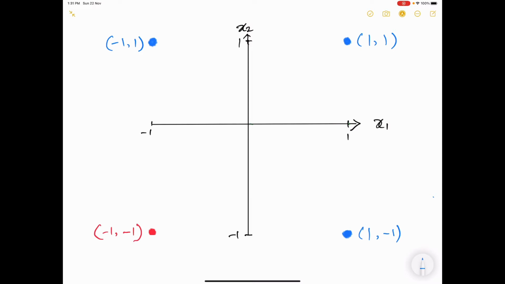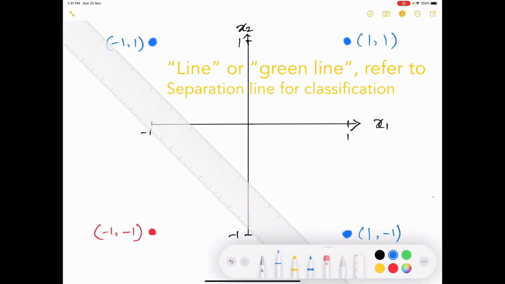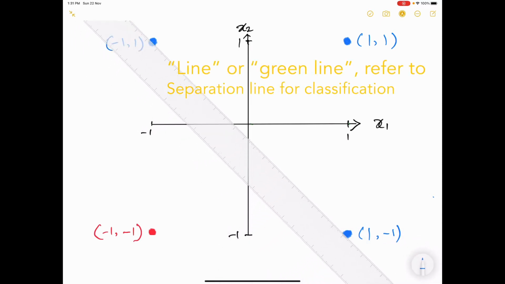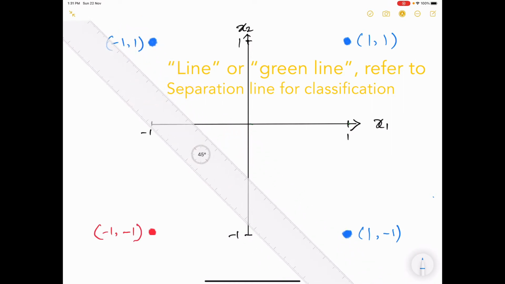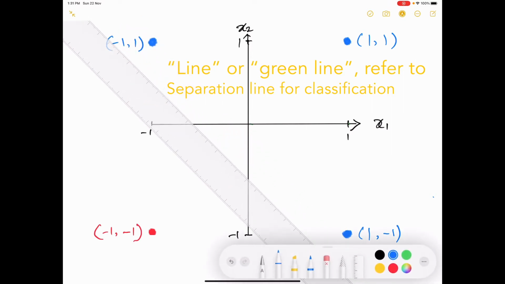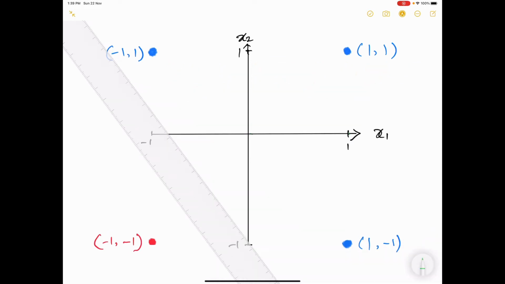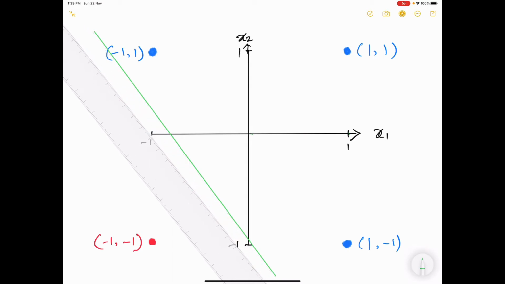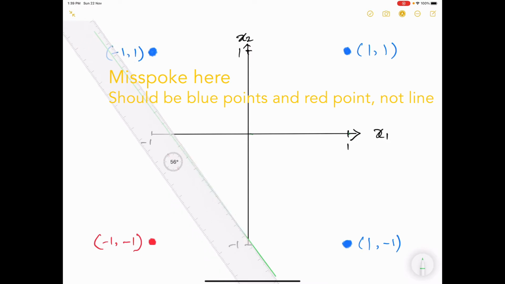Okay, to do that, basically it's not that difficult. We just have to be sure somewhere over here there is a line. Assume there is a green color separation line. It can be here. Why not? It can be here. To be fair, it can be anywhere as long as it can separate the 3 blue points from the red point.